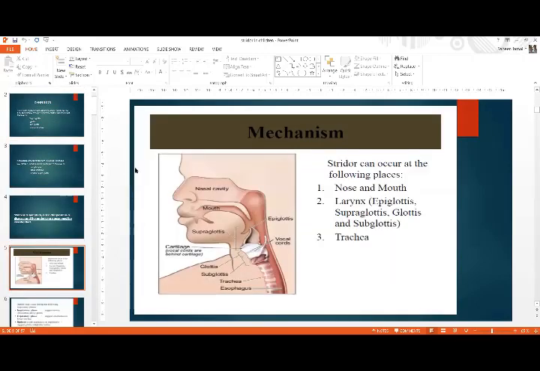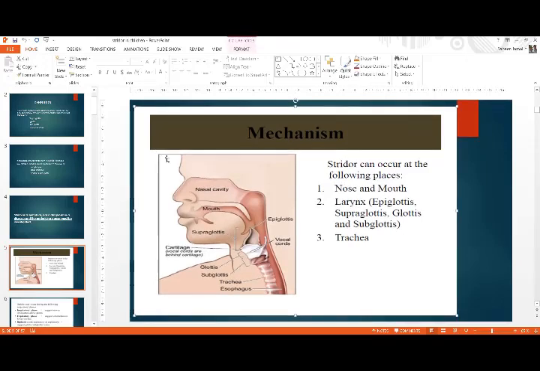First of all, we will discuss and try to understand the underlying mechanism of stridor. It can occur at different places in the oral cavity and nasopharynx. It can be present at the level of the nose and the mouth, but this is less common, or it can happen at the level of the larynx. In the larynx, the site of production can be at the supraglottic level, the glottis and the subglottis, and lower down in the trachea and the esophagus.